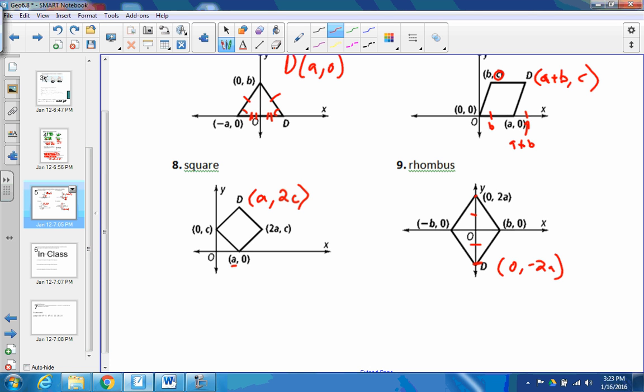So this section is really just all about figuring out how you can place things on a coordinate grid to prove things about it. We're just doing general things, not specific examples with numbers, just general with variables, how we can prove things, and how we can label or use or find the coordinates of certain points on a coordinate grid.